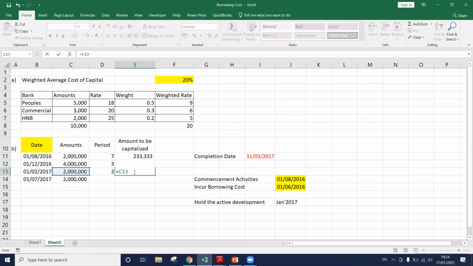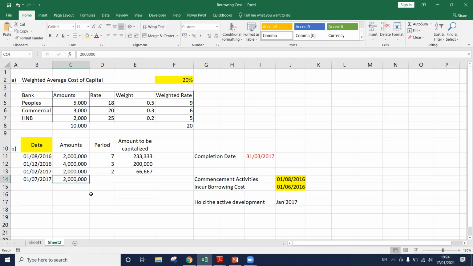It means, what should be the amount at 20%? 2 over 2. This much, right? What about here? On 1st of July 2017, we have utilized another 2 million, right? So are we supposed to capitalize this? No. Why? We have already completed our construction activities on 31st March 2017. After that, even though we used the loan, the related borrowing cost is expensed, we cannot capitalize it.